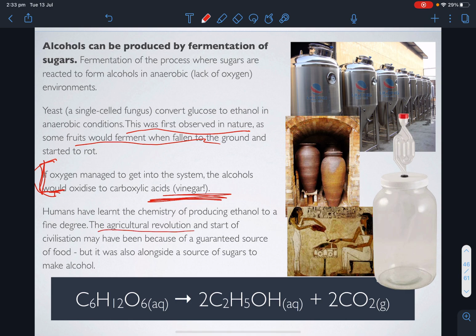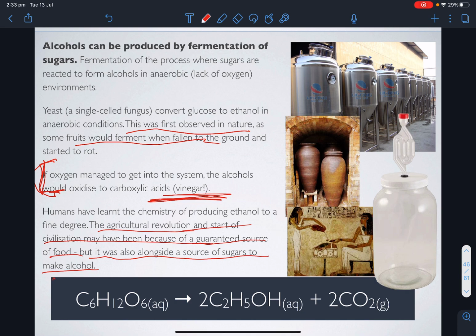The agricultural revolution at the start of civilization may have been because of a guaranteed source of food, but alongside that is a guaranteed source of these sugars to make alcohol. So you can see some arguments from historians saying that, while food was important, humans also placed a great importance on fermentation as well.